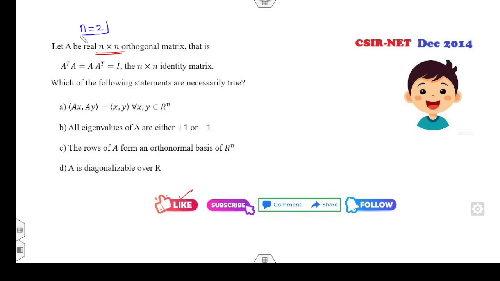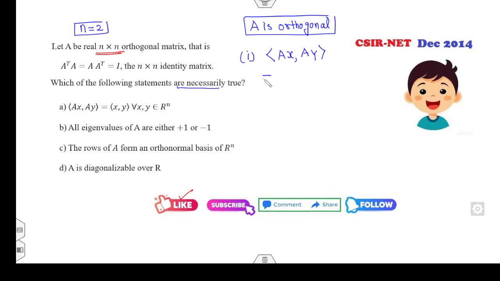Let's say n is my 2. Fine. So A is my 2 cross 2 orthogonal matrix. Which of the following statements are necessarily true? I think that's very simple. There are two methods, by using the topological space, or you can see the norm.